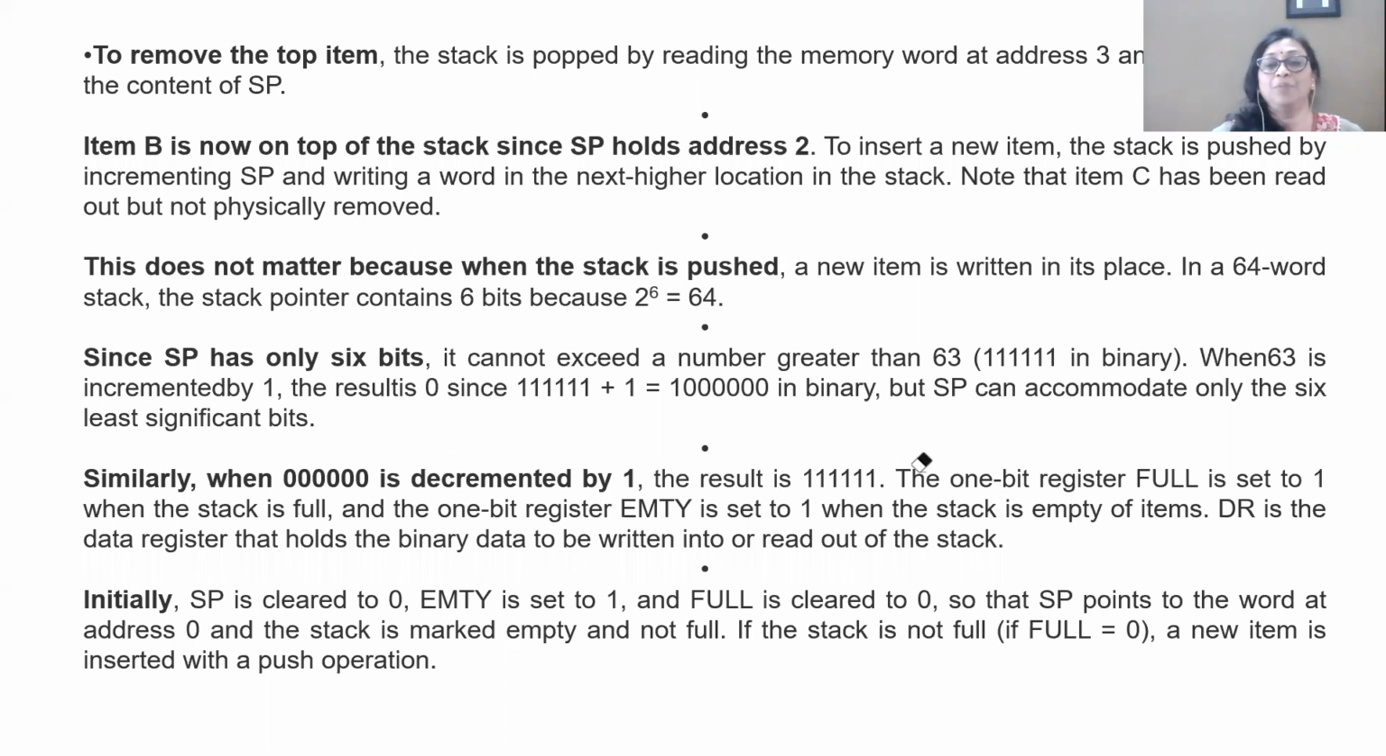And the empty flip-flop is set to 1, indicating that the stack is empty. So when 0 is decremented by 1, the result produced will be 6 times 1, and the empty flip-flop will be set to 1. This indicates the stack is empty. Okay, so this is how stack full and stack empty are indicated with the help of these two flip-flops, the empty and full flip-flops.